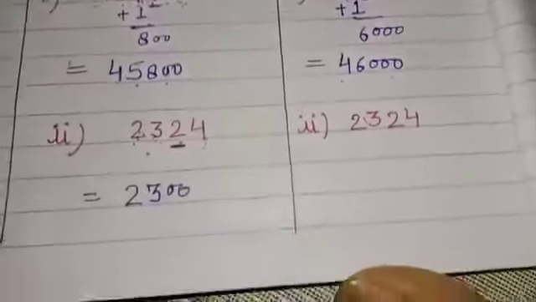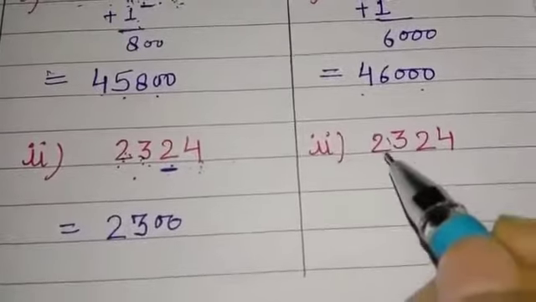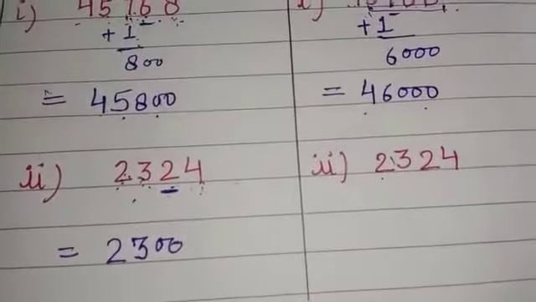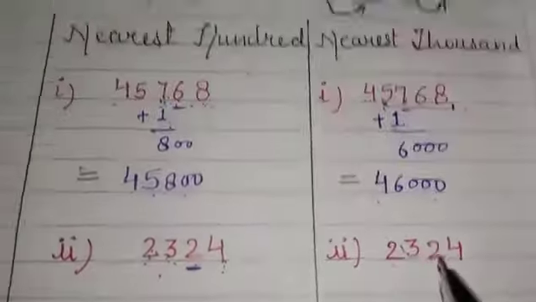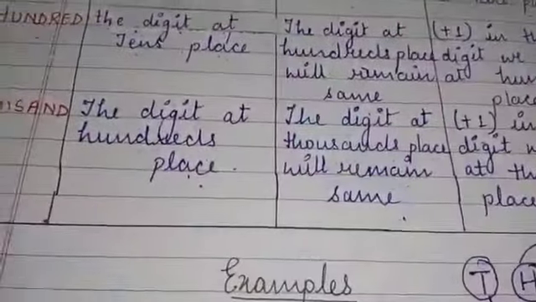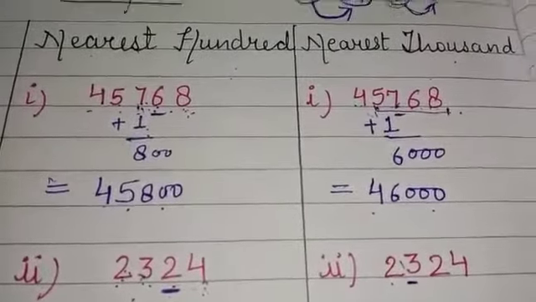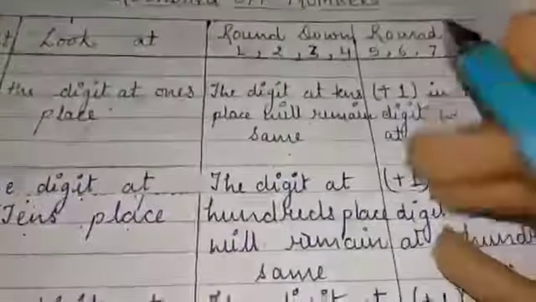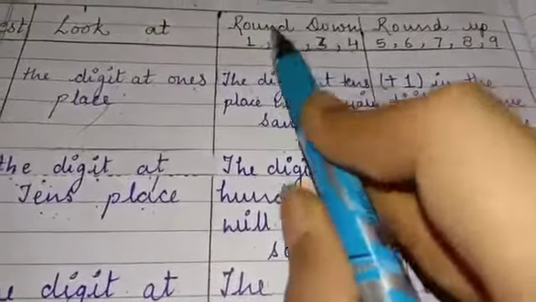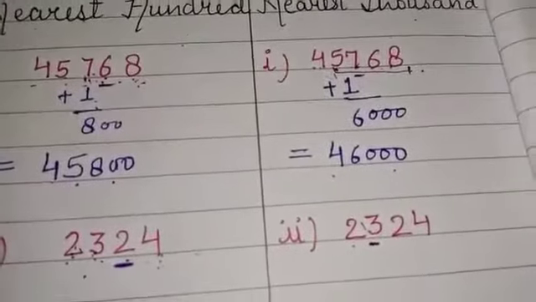Okay, let's take one more example, that is 2,324. Now first we have to see the digit we have at hundreds place. What we have at hundreds place? We have 3 at hundreds place. Now see, if we have 3 at hundreds place, we will round down the number.